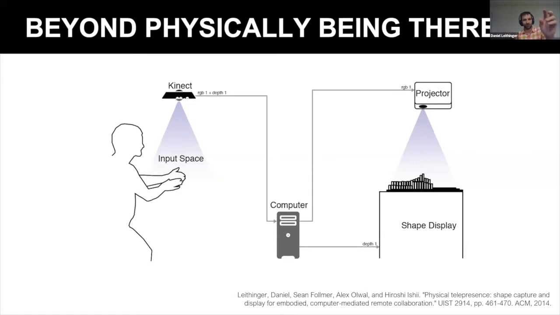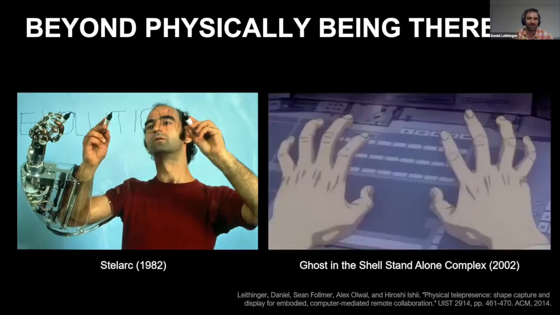We have our input space, we capture that input, then we compute, and then we output, and we project, and we render the shape. But that compute could change. If we talk about computer graphics, we could just throw standard transformations on top of that. And so we started playing a lot with this idea.